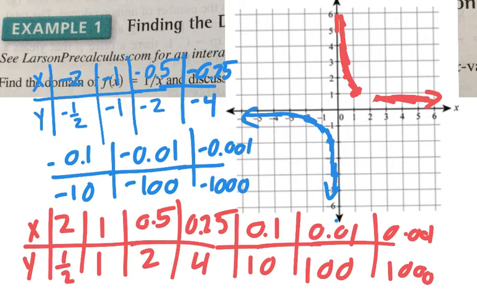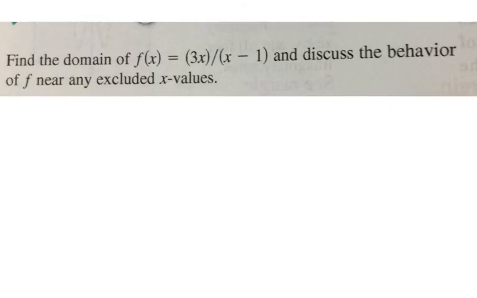And then the graph is shown here from what we have done so far. Here, and then they want you to figure out what is happening near any excluded x values. So first find the domain, and then we want you to plug in some values and see what's happening when you get really close to that problem in our domain.